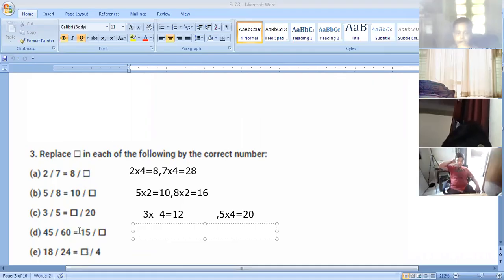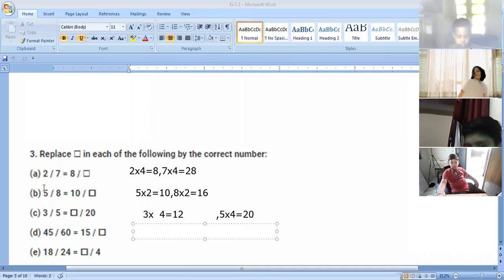45 by 60. Now it's written the smaller number. What you are going to do? Earlier the smaller number is there and you are multiplying and you are getting the bigger number. Now the bigger number is there and you have to take out the smaller number. So what you are going to do? Tell me what you are going to do here. Division. That's right, Rayan Azhar Khan.